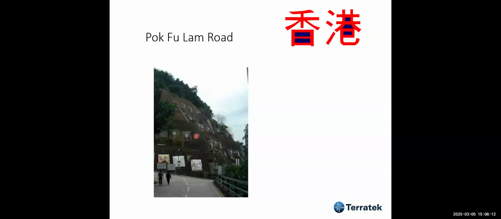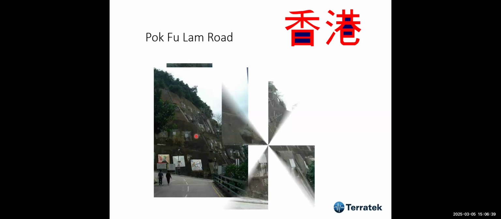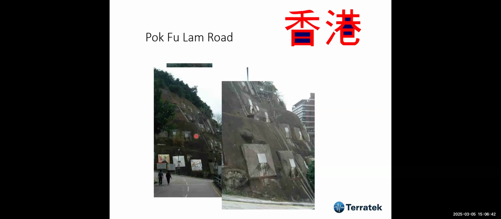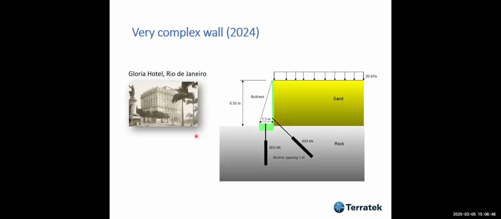But this one on Pak Phulang Road on the island was perhaps the only one I've seen where they used ground anchors. In Hong Kong, they didn't like to use ground anchors because they thought we have to measure the loads alongside for a long time, etc., which is not the case. So there are some pictures of this structure, and this is one of the most complex works I have done in terms of walls.